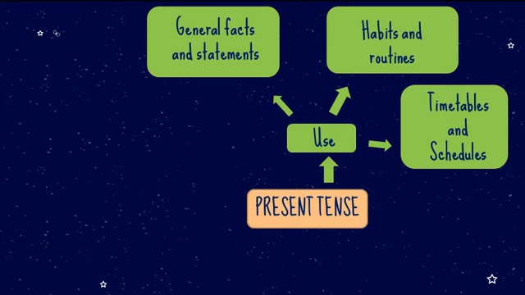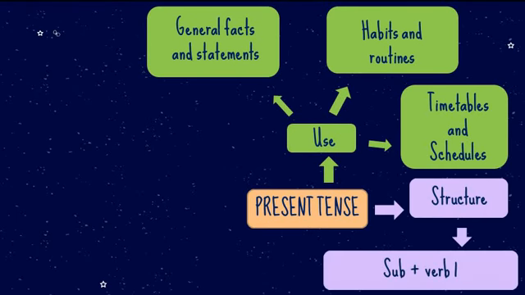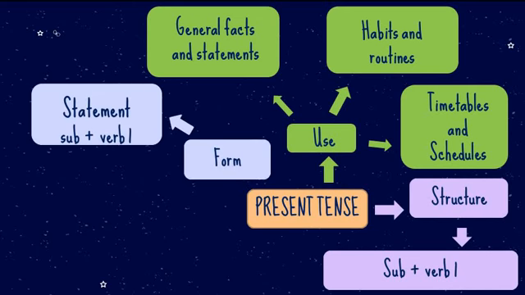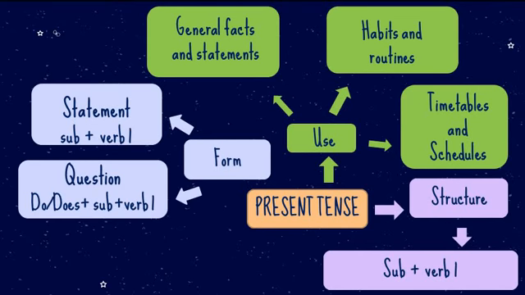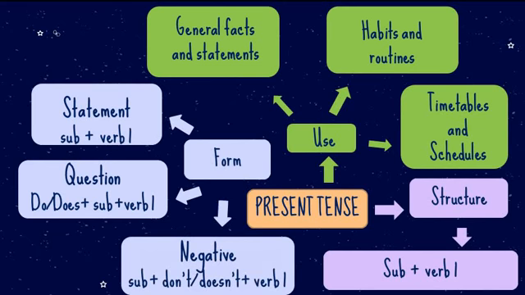And let's talk about the structure. Does anyone remember that? Yes, it is subject plus verb. And let's revise the forms. For normal statements, it's going to be subject plus the first form of the verb. For question, it's going to be do or does plus subject plus first form of the verb. And for negative, it's going to be subject plus don't or doesn't plus first form of the verb.